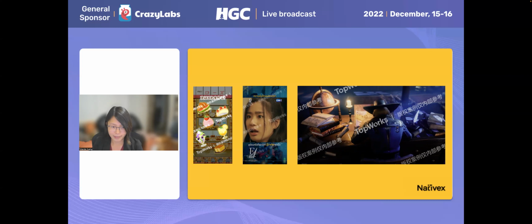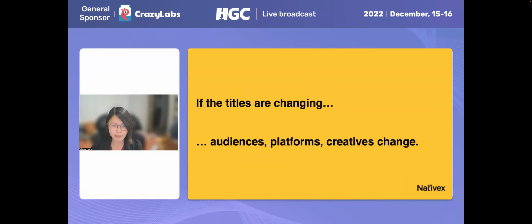Which of the creatives could work better? Where? And towards whom, right? If the titles are changing and the in-game performance data all changes, so the audiences, the platforms, the working creatives on the specific platforms, they are all going to change.